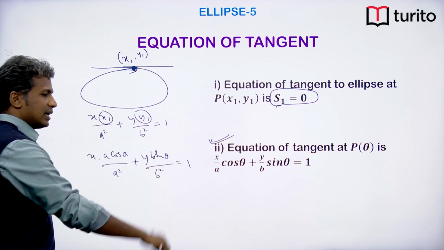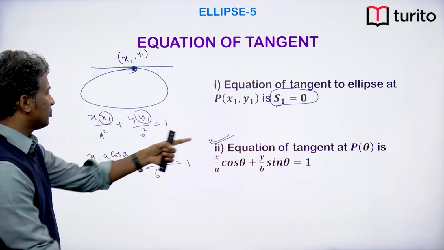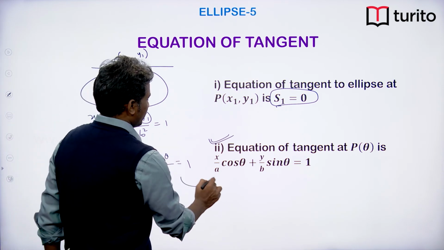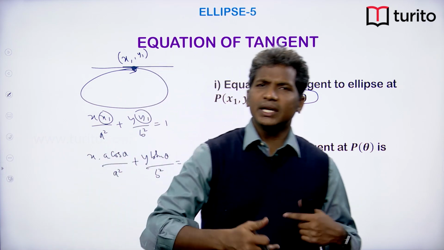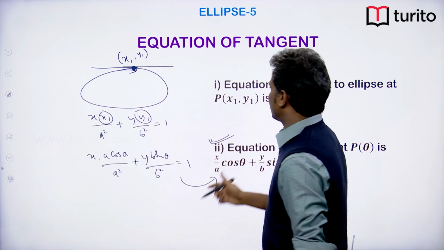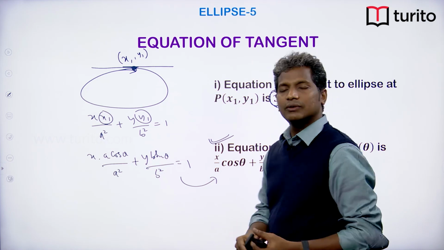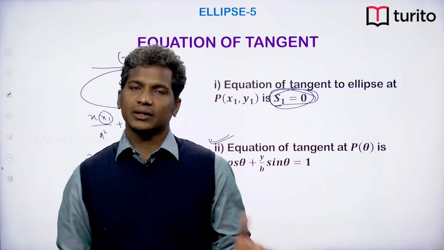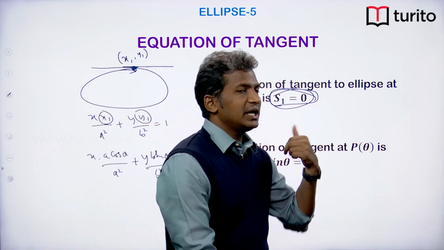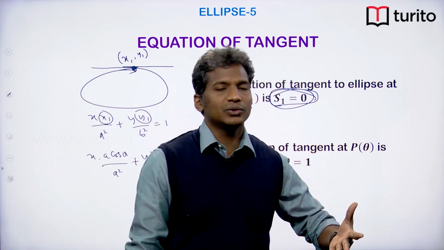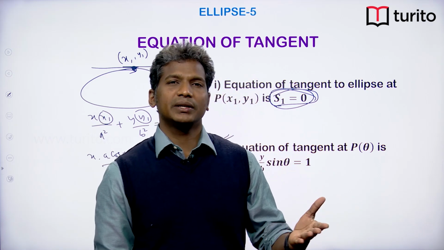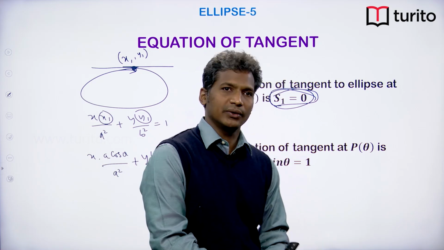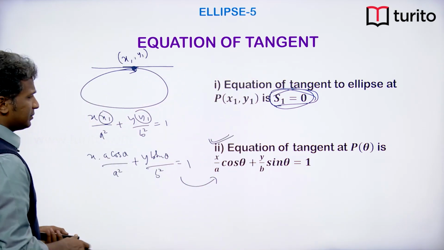So, if we do it, we will get the equation of tangent in parametric form, which is this form. Now, to find the equation of tangent, S1 equal to 0 is a standard formula that we can use for all second degree curves. But if it is not a second degree curve, you know what to do. You can differentiate, get the slope and find the equation of tangent. Okay. Can we move on to the next idea?